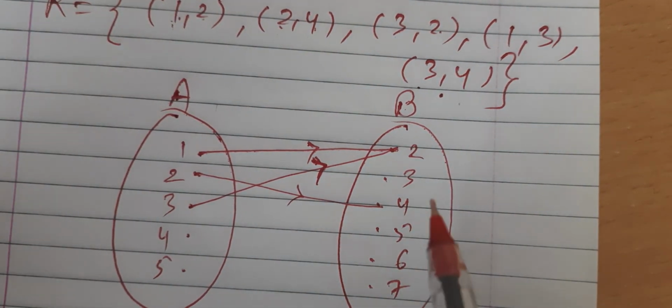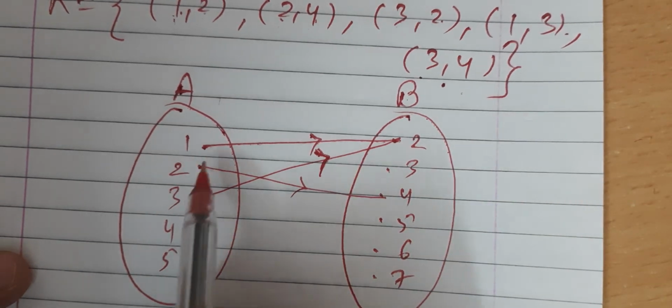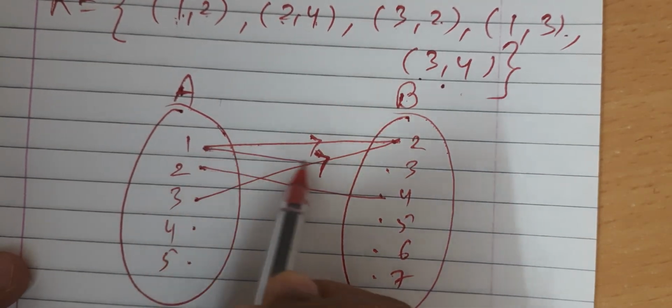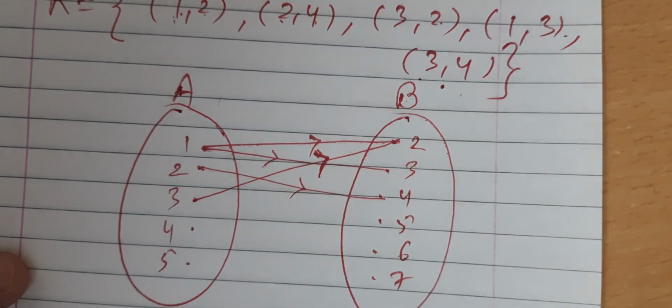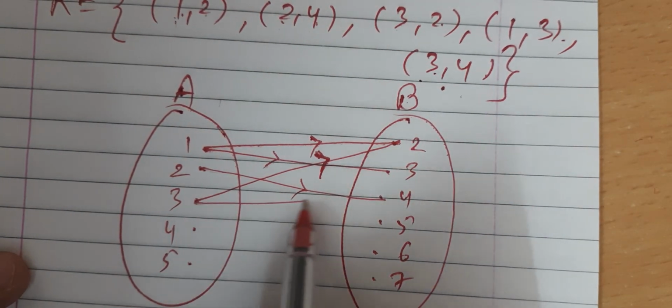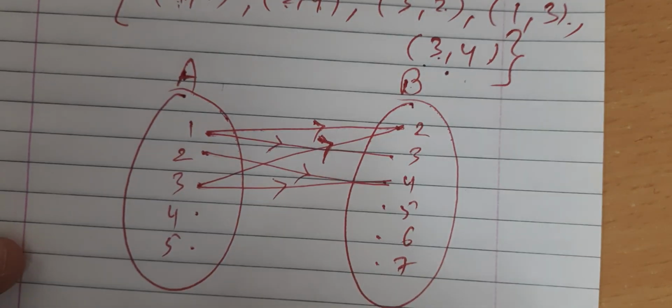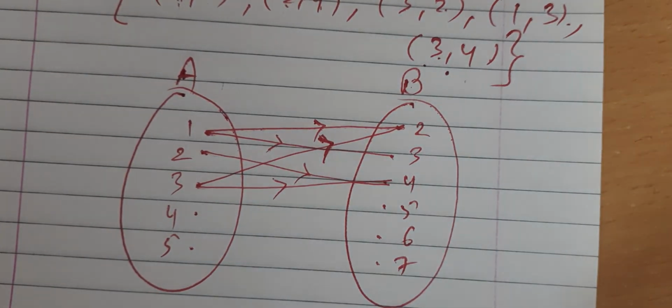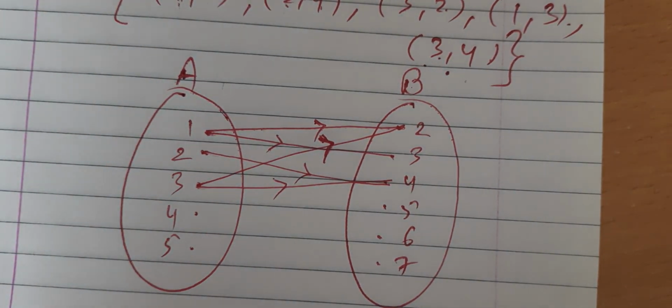Then (1,3), we join 1 and 3. Then (3,4). So this is the arrow diagram, another way to represent a relation.